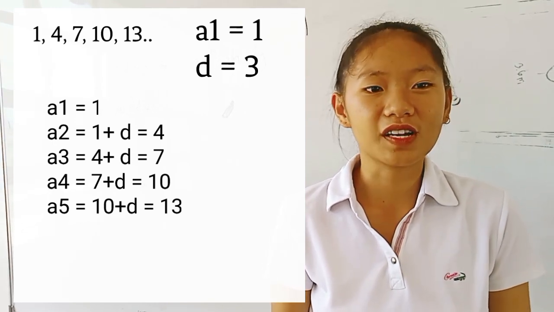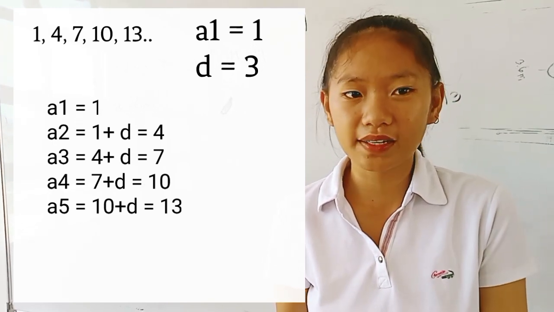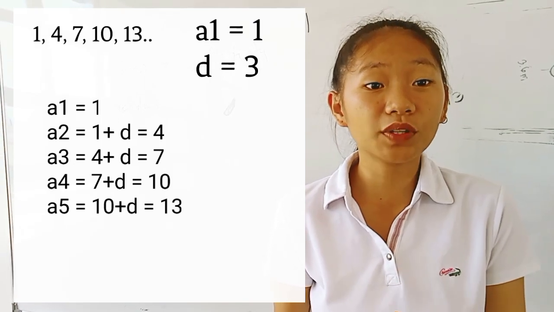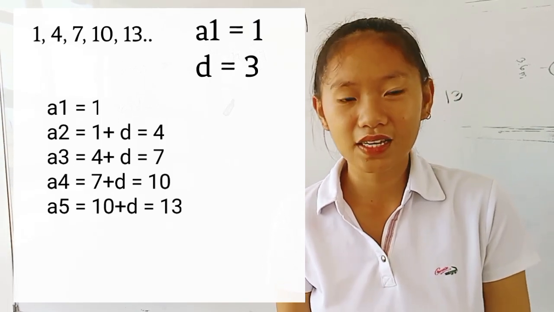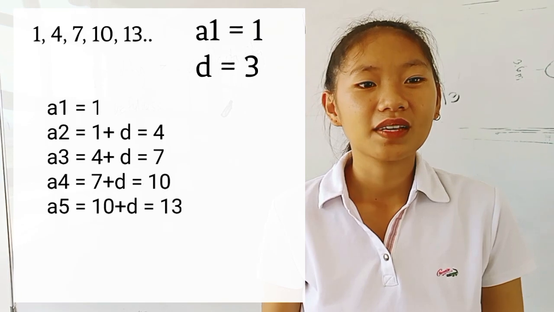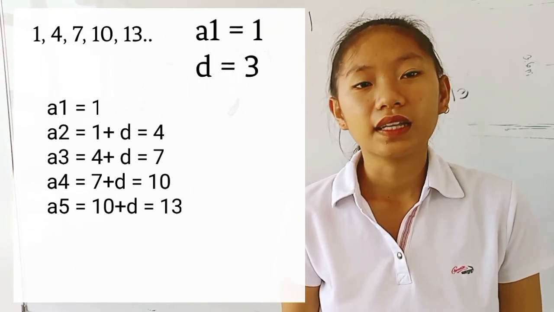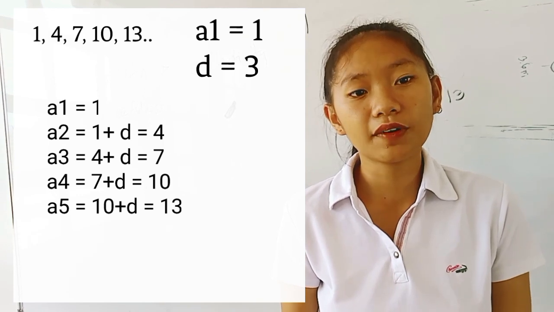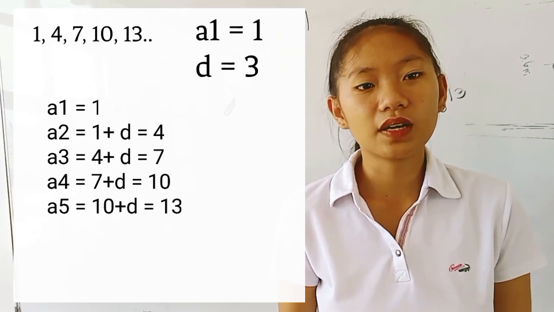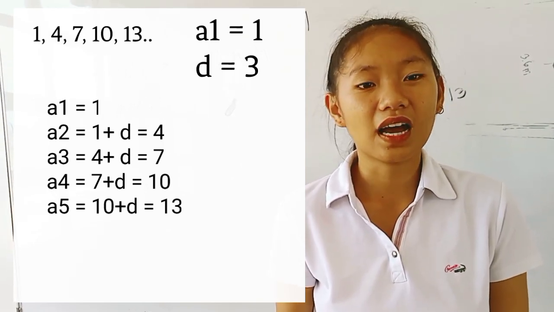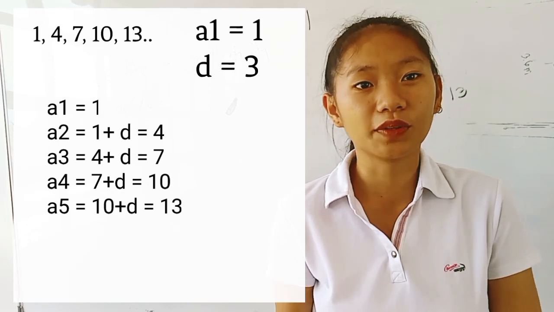Next is a sub 4. A sub 4 is equal to 7, then added by the common difference, which is 3. So we have 10. Next is a sub 5. A sub 5 is 10, then adding the common difference, which is 3, and the answer is 13. And that would be the increasing by the common difference.